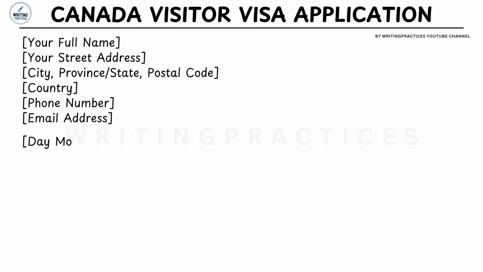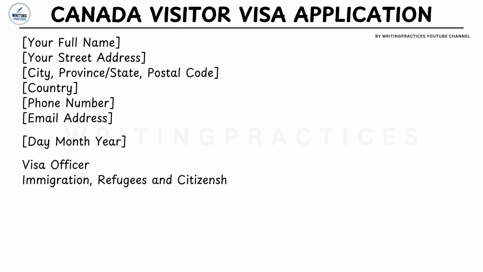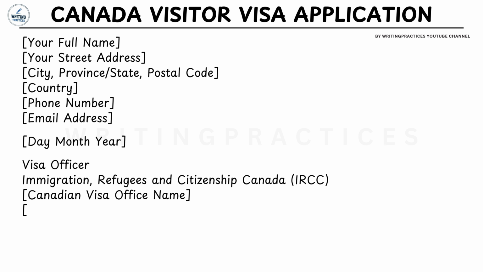Make sure these details match your passport and visa application form. Date. Next, write the date the letter is being prepared. For example, 30 April 2026. This shows when your application letter was officially written. Always use the day-month-year format. Recipient details. Now write the visa office details. What to write here is the immigration department name and the visa office handling your application. For example, Visa Officer, Immigration, Refugees and Citizenship Canada, IRCC. Canadian Visa Office, London. London, United Kingdom. This directs your letter to the correct authority. If the full address is unavailable, the visa office name is enough.